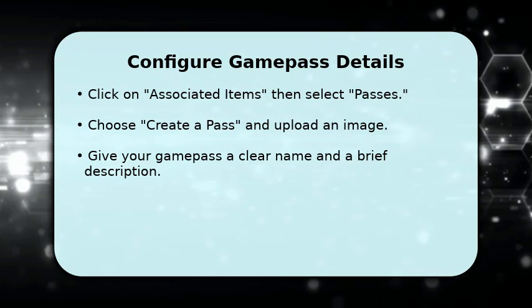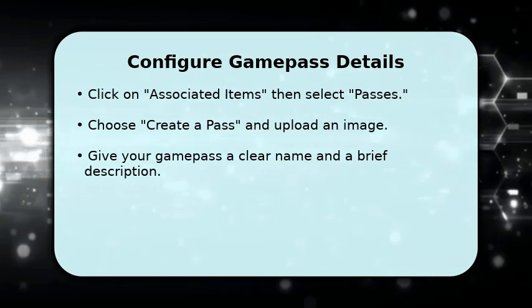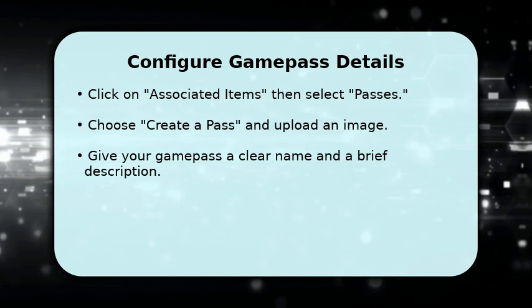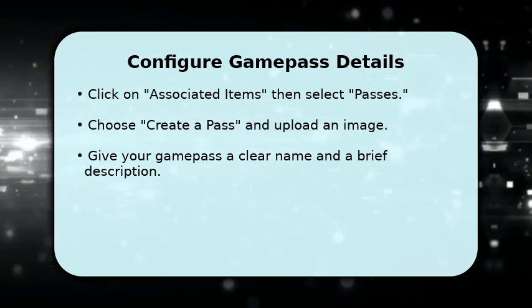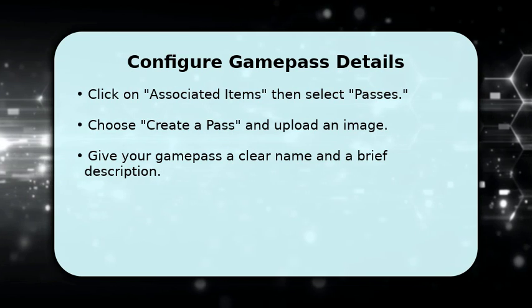Now that you've selected your experience, look for associated items on the left-hand menu and click on it. Then, select Passes from the options. You'll see a button that says Create a Pass.